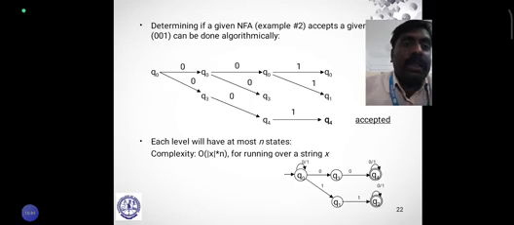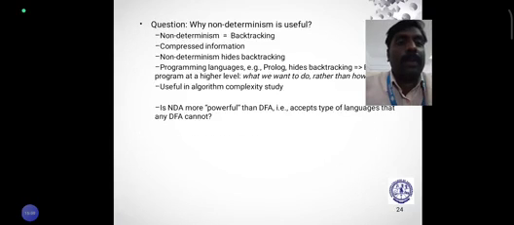So in this third branch, from Q0 with the input 0 we move to Q3, and from Q3 with the input 0 we move to Q4, and from Q4 if we give an input 1, it moves to Q4. Here Q4 is a final state, so the string is said to be accepted.